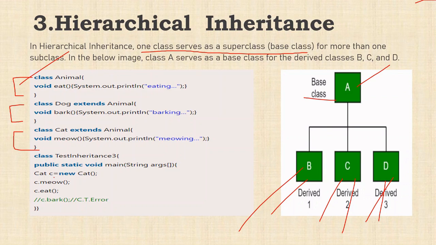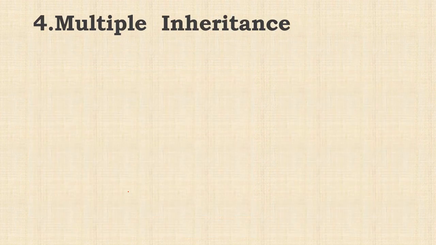We are calling c.mu and c.eat from the cat class, so our output will be mu and eating. This is the overall explanation of hierarchical inheritance.